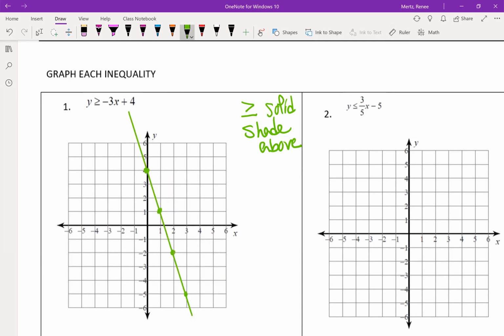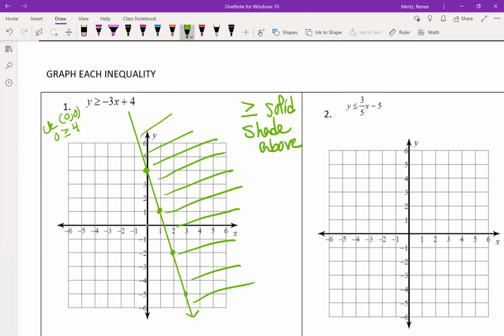Above is a little bit weird. This is a steep slope. So what you could do is take an easy point out on the line, plug it in, and check. I could take 0, 0. Is 0 greater than or equal to 4? It is not. So I don't cover 0, 0. I go the other way, so on this graph, above would be in this direction. Label the inequality on the line: y is greater than or equal to negative 3x plus 4.